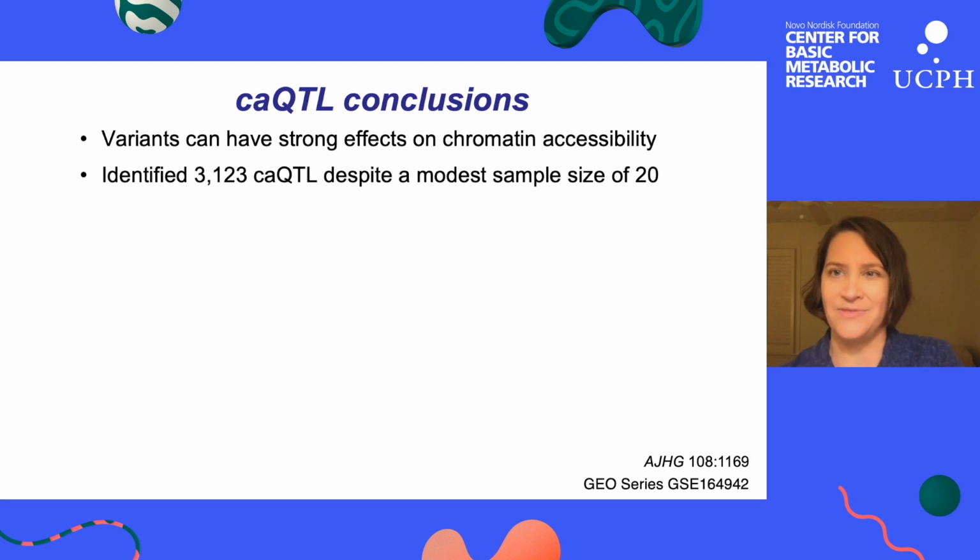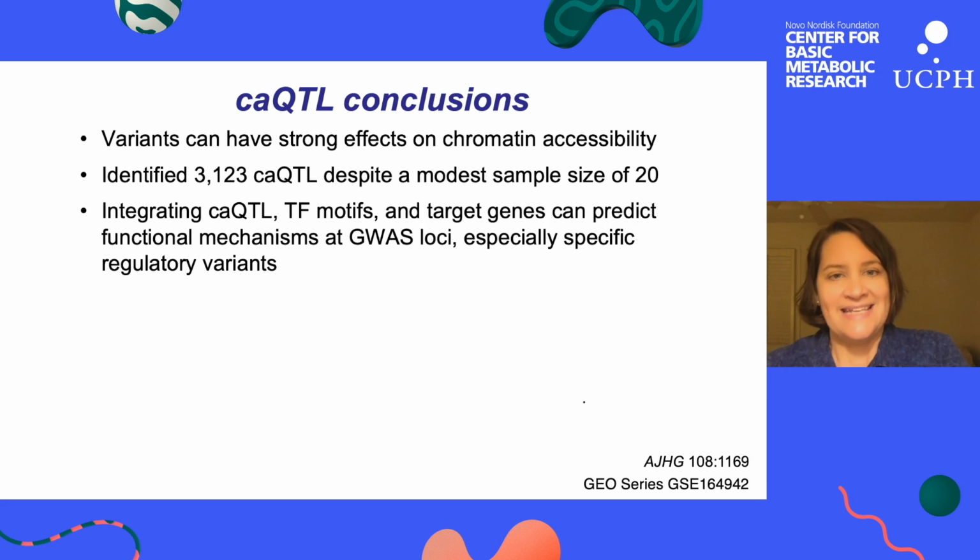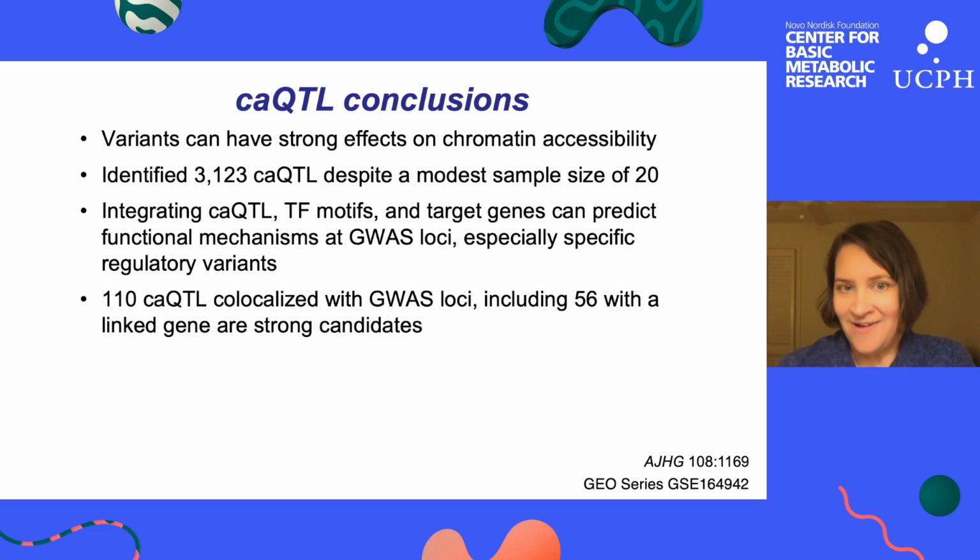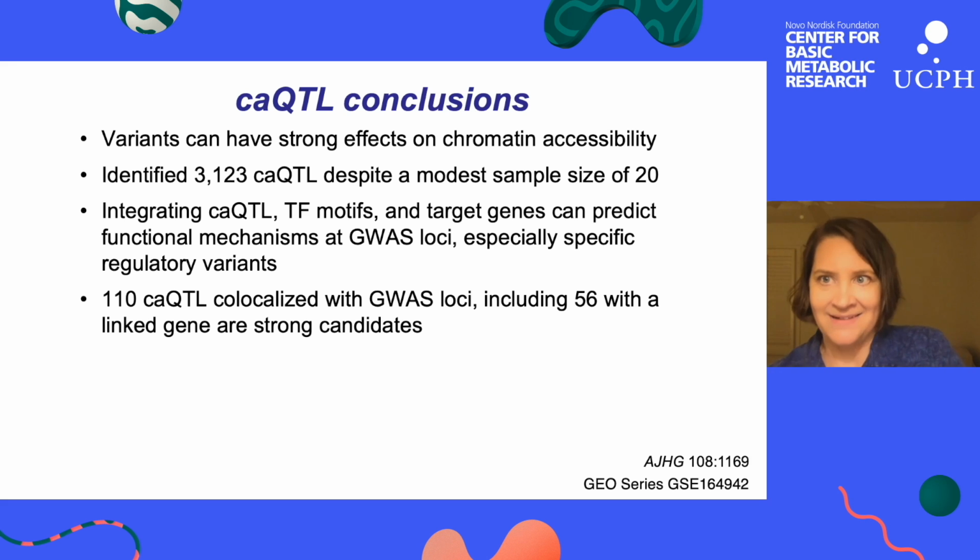So together, I showed you that genetic variants can have very strong effects on chromatin accessibility. This was a pilot study, and even in this modest sample size of 20 individuals, we identified more than 3,000 regions across the genome where a genetic variant influences regulatory activity. Integrating the caQTL together with transcription factor motifs and target genes can predict these particular functional mechanisms at GWAS loci. We identified more than 100 where the caQTL was located at a genome-wide association study signal, and for 56 of these we can already predict a potential target gene.